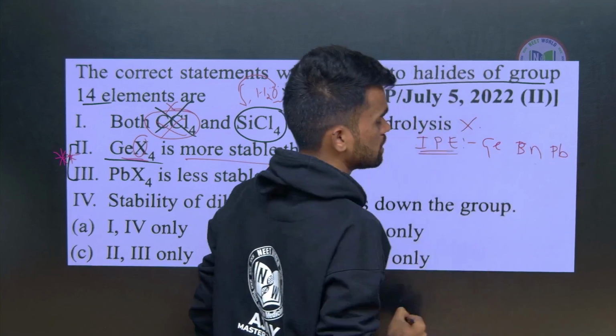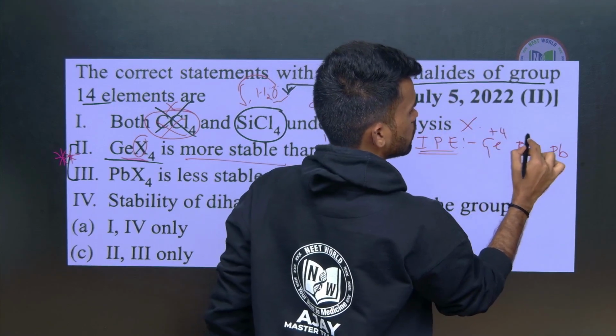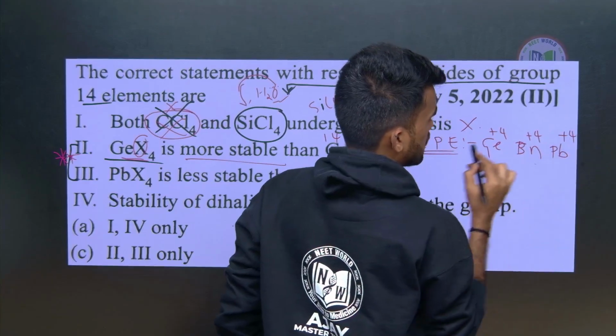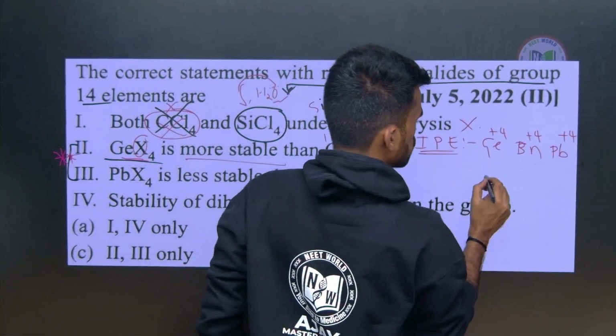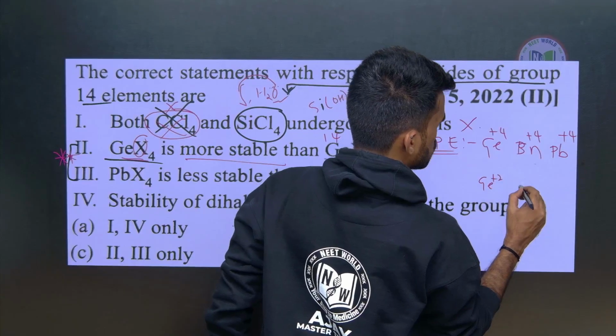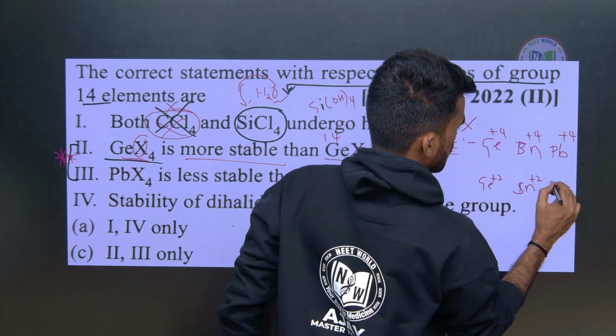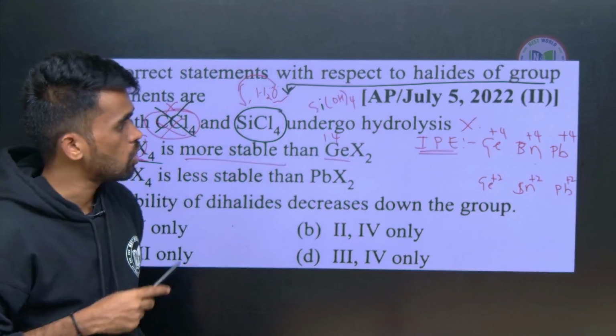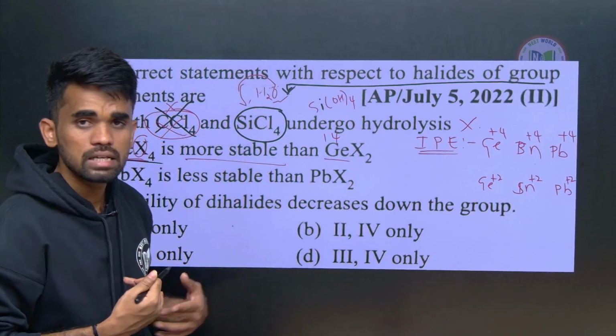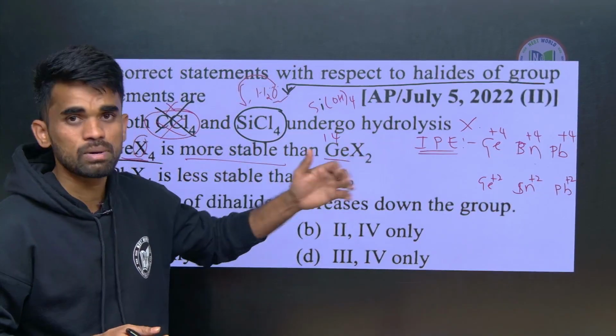Okay, I am writing like this. If they show +4 by losing 4 electrons, we can write like this, and by losing only the 2p electrons, it can show +2 oxidation state: Ge +2, Sn +2 and Pb +2. These are the two possible oxidation states. Now out of these two, what happens to the stability of the +4 and +2 oxidation states?